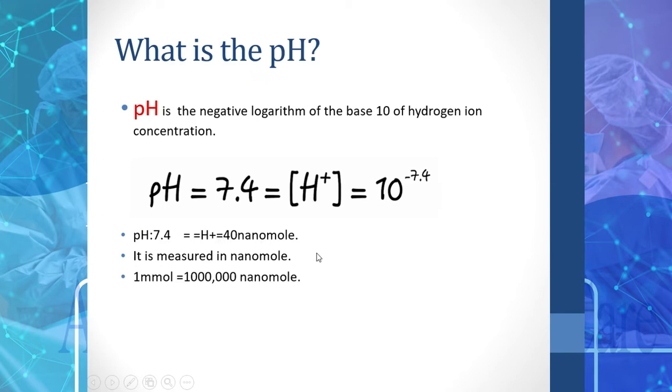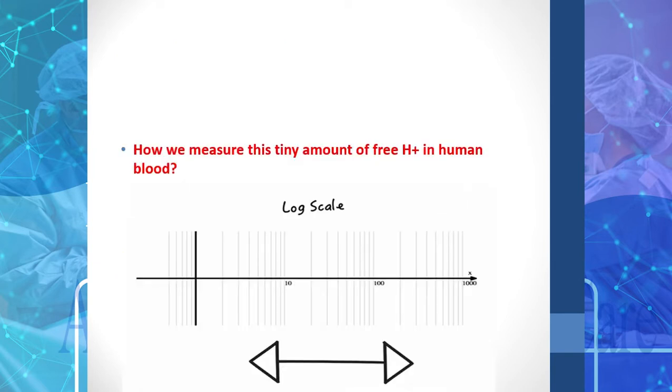And I want you to imagine the comparison: potassium and sodium are measured in milliequivalents, but here it is measured in nanomoles. The amount of potassium in the blood is actually more than the hydrogen ion by 100,000 times. So the pH is a log scale. It is the negative logarithm to the base 10 of the hydrogen ion concentration.